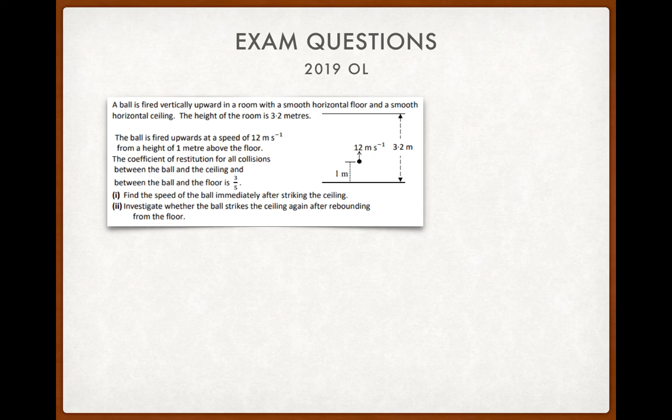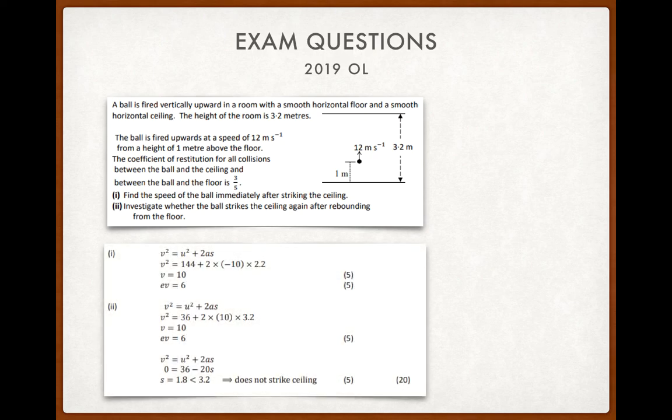So we know that it will travel 3.1 meters up with an initial speed of 12 and an acceleration of minus 9.8. We'll see minus 10 will be used here. That will give me the velocity it strikes the ceiling with. We then use the coefficient of restitution formula to get the velocity it rebounds off the ceiling with. And that's the first paragraph there. So V equals 10 is the speed it hits the ceiling with, and using the coefficient of restitution, it rebounds with a speed of 6 meters per second downwards.